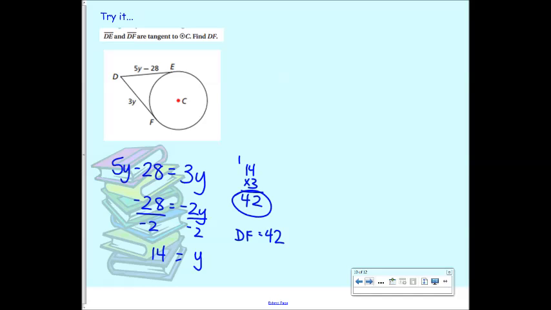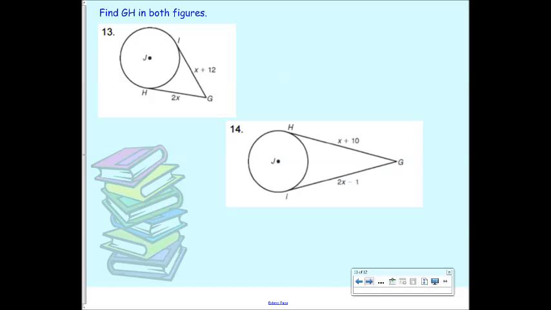All right, at your boards, find GH in both figures. Do not just find x. When you go up there, it's really hard to see on your slides, but this is a plus sign, this is a plus sign, and this is a minus sign. Go.